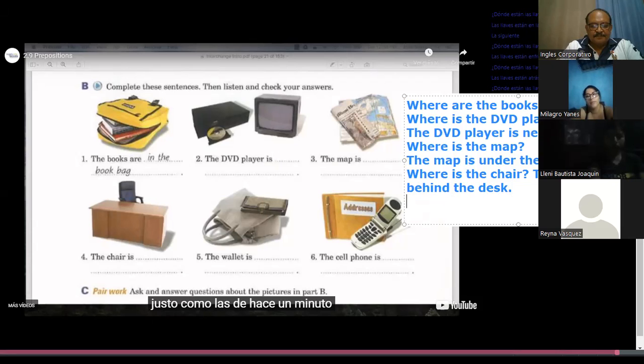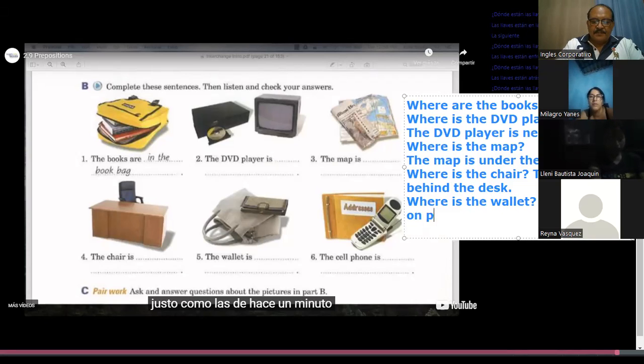Next one. Five. Where is the wallet? Hey, ¿dónde está la billetera? Pero no la chivo wallet. Okay, this is another wallet. Where is the wallet? The wallet is on the purse. On the purse. Okay, good.